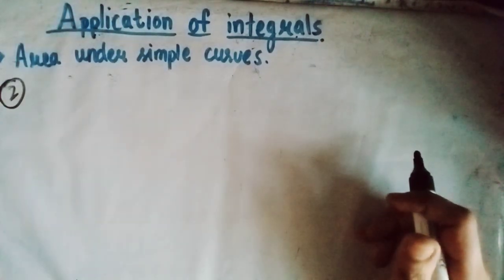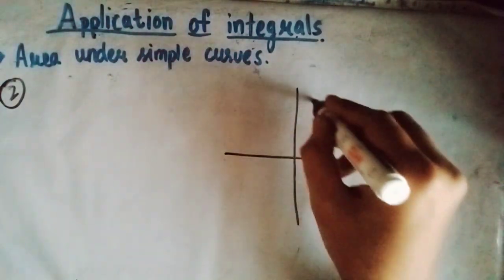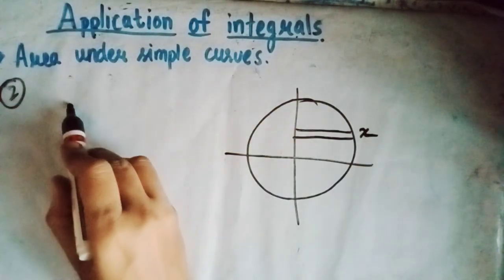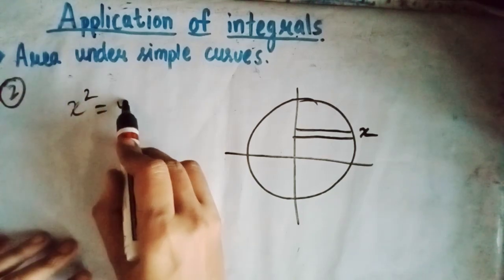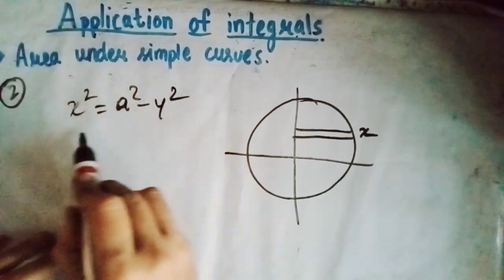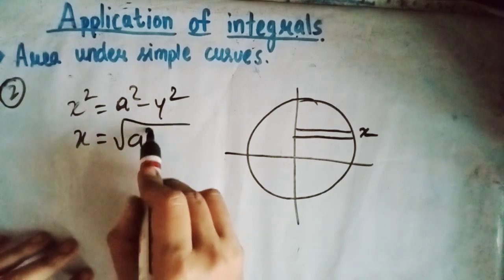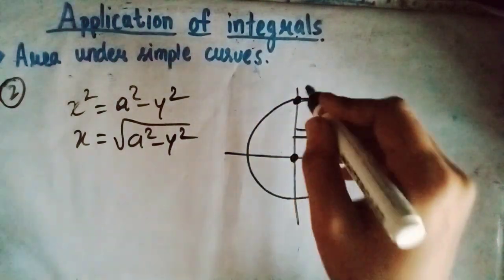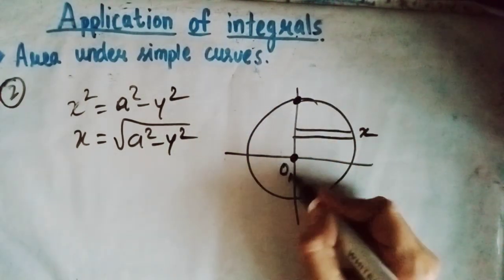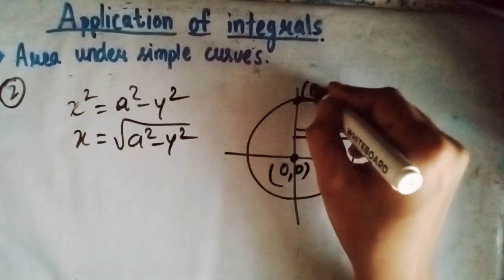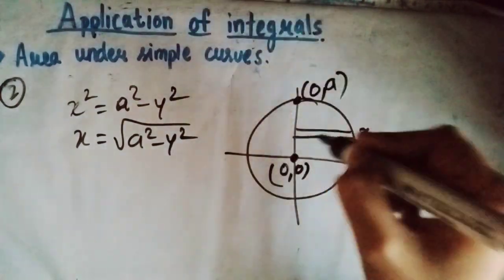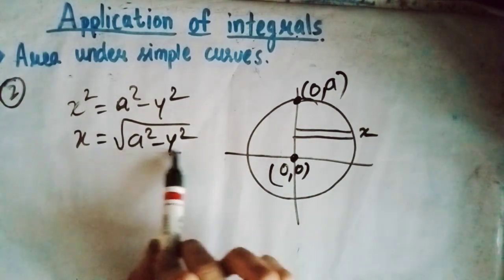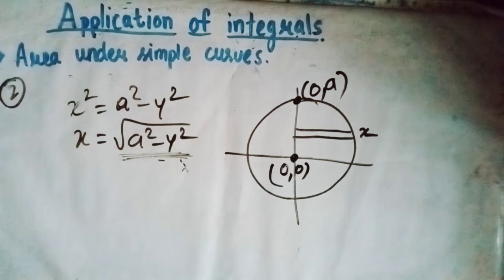Before moving on to the second question, you can also consider the x strip. Your equation will be a square minus y square, so x is root of a square minus y square, and the y points are changing. This is (0, 0) and this is (0, a), so you change from 0 to a, the same limits. Only the question will be in this form.